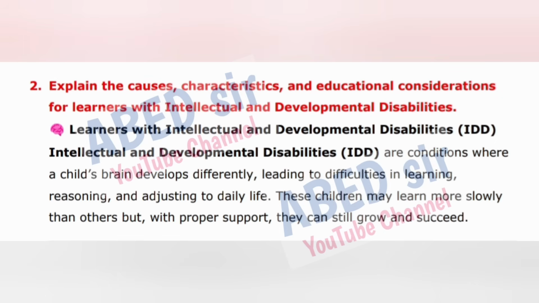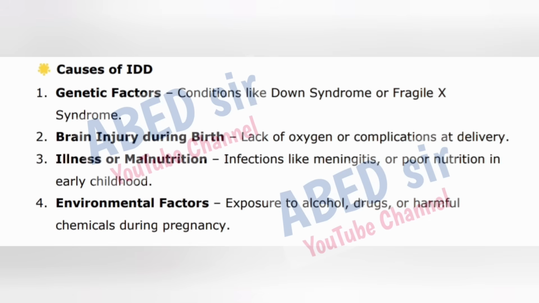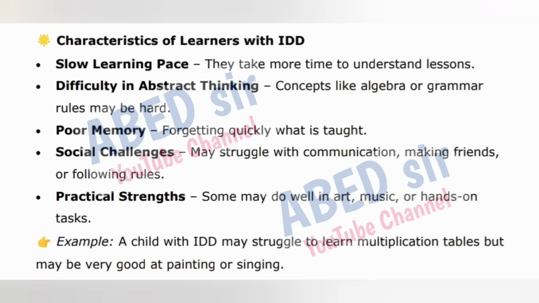Causes of IDD. 1. Genetic factors, conditions like Down syndrome or Fragile X syndrome. 2. Brain injury during birth, lack of oxygen or complications at delivery. 3. Illness or malnutrition, infections like meningitis, or poor nutrition in early childhood. 4. Environmental factors, exposure to alcohol, drugs, or harmful chemicals during pregnancy.